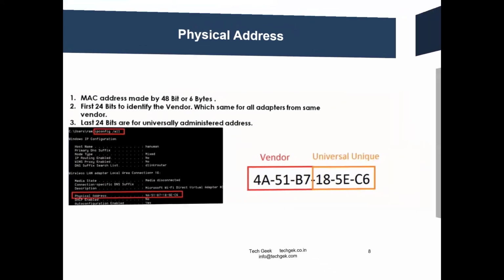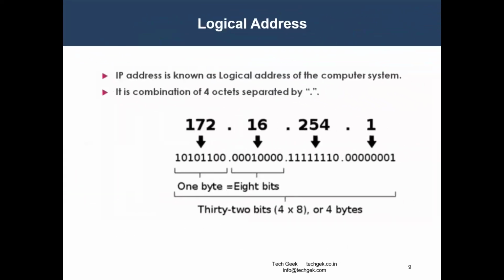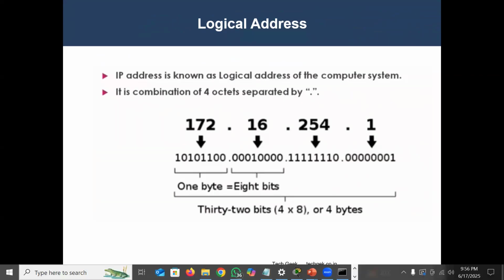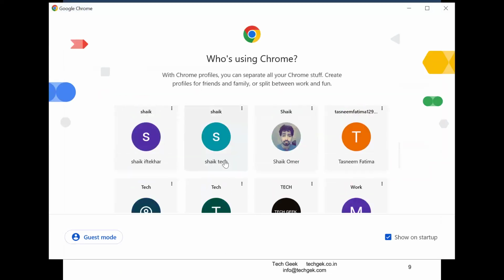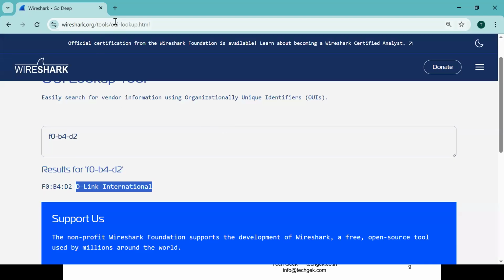The next thing that I want to tell you about is the logical address, the IP address. So an IP address is known as the logical address of the computer. It's the combination of four octets. As we can see, 172.16.234.1. So these are the four octets. Each octet is of 1 byte and it is divided into 8 bits. So let me just give you an example here. Give me one minute. Let me open.